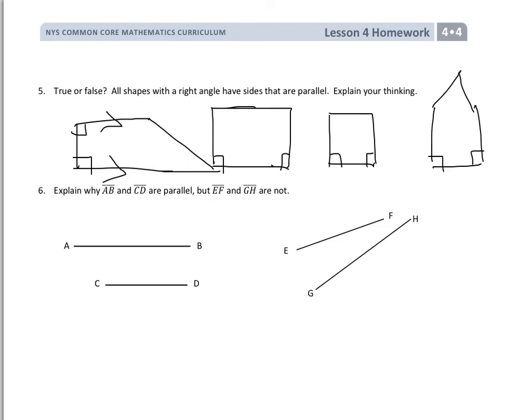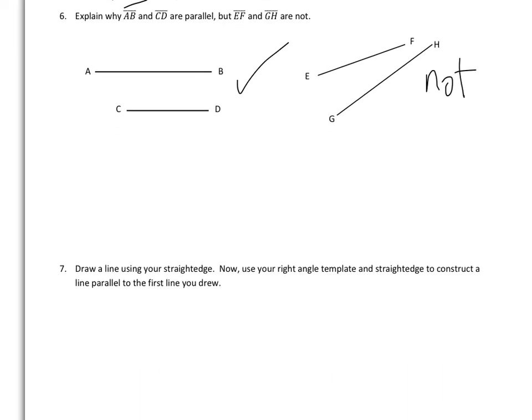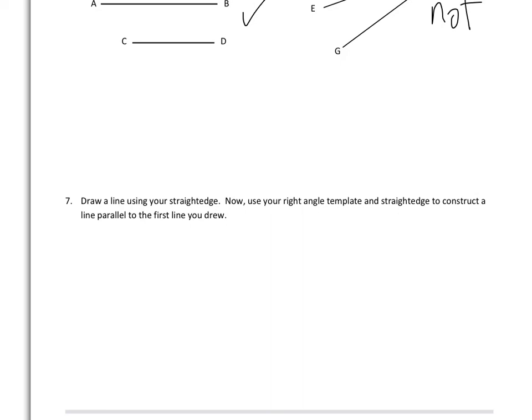And then for 6, students are going to decide if they're parallel. These are, and they're going to explain why, and these are not, and they're going to explain why. And we talked about some of those examples in class. For problem 7, they're going to use a straight edge, which we did in class today, and they're going to use the right angle template to construct parallel lines.